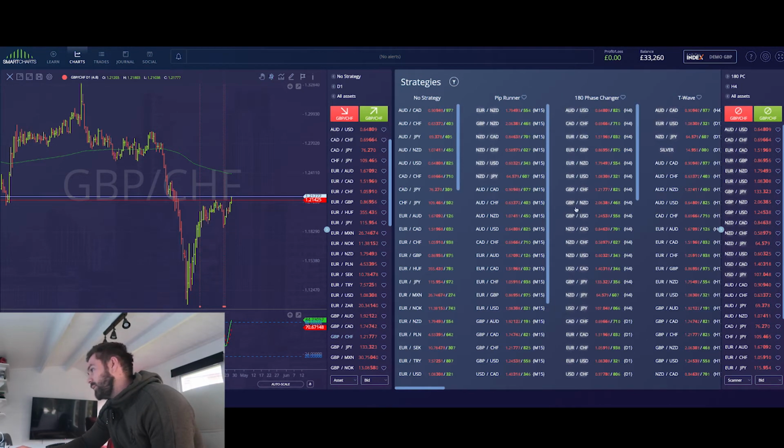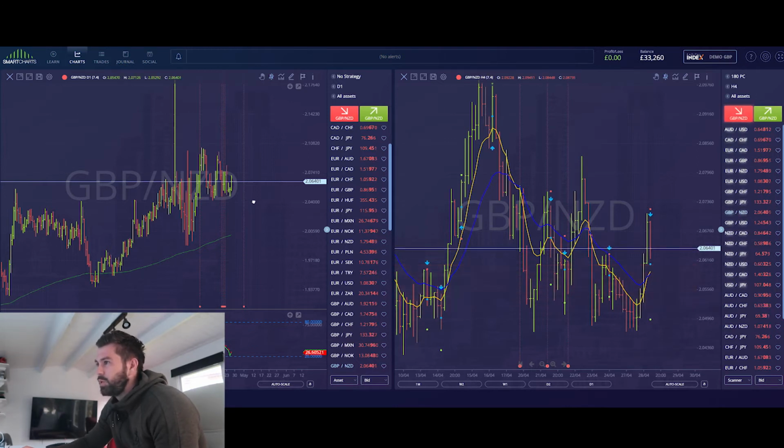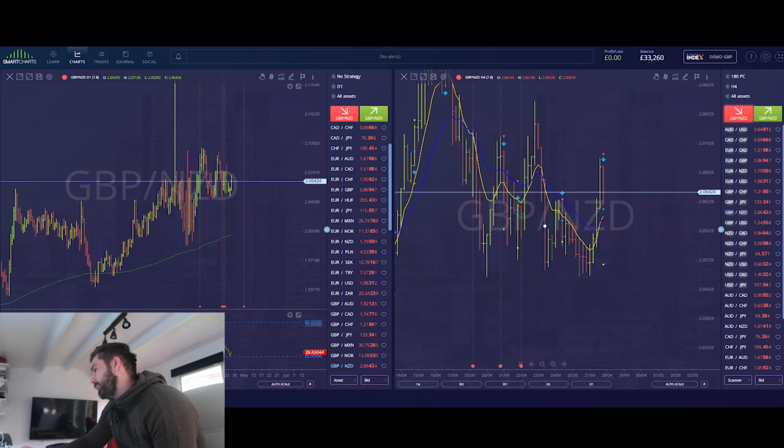Pound Swiss, so Pound Kiwi, what's going on? Okay, so we're looking for long positions above the 200 period moving average. It's quite choppy. And it's not close to triggering. The moving averages are coming together and coming up.